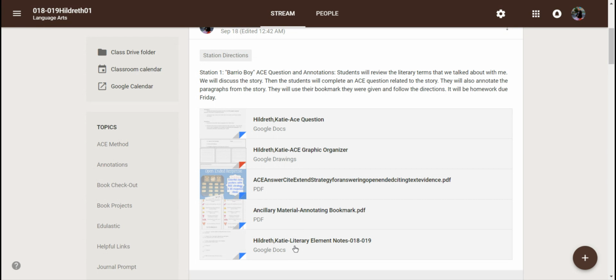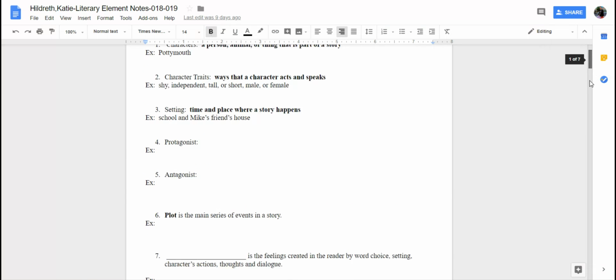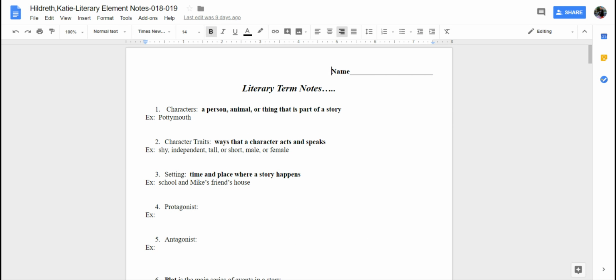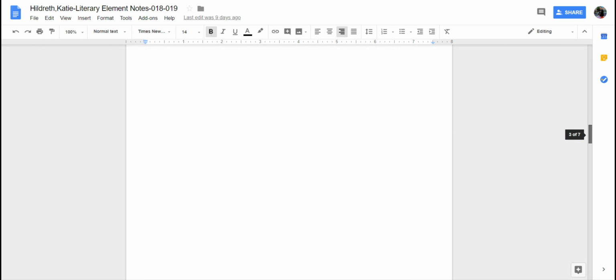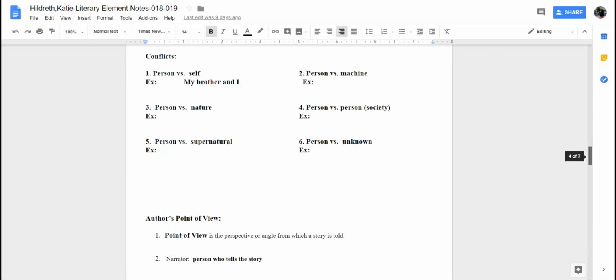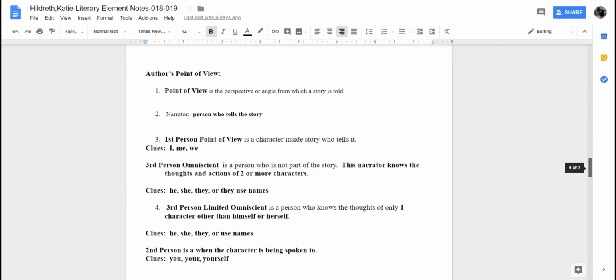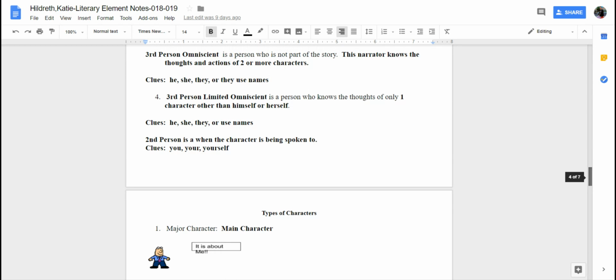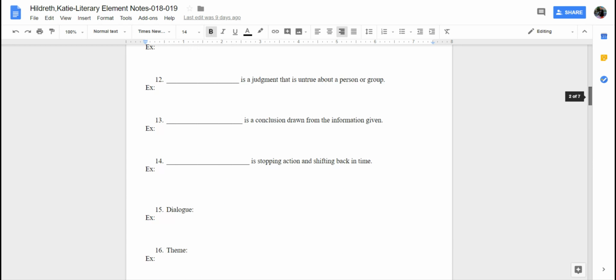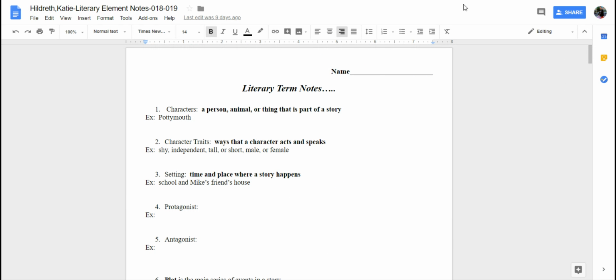So, first off, let's talk a little bit about the literary terms we went over. Now, we're not going to do all of them. So we're going to go to literary terms, and we only talked about certain ones. So, if you scroll down, we talked about conflict. We talked about point of view, the narrators, and we talked about major characters. Okay.